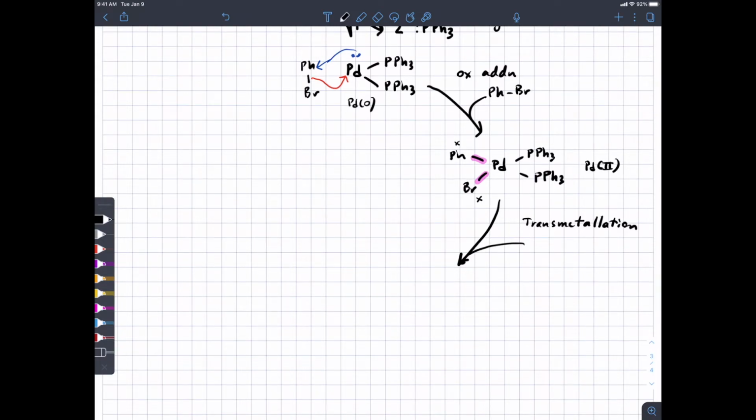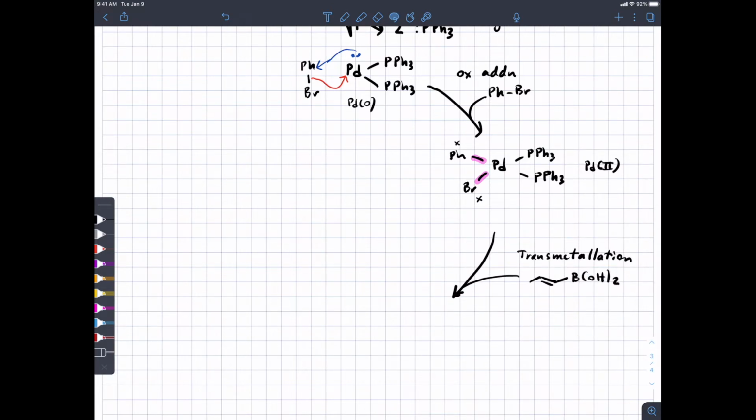So this is where our boronic acid reagent comes in. Now, mechanistically, what's going on is you've got a boron here with your two OH groups. This is a boronic acid. And then you have your bond with your vinyl group.